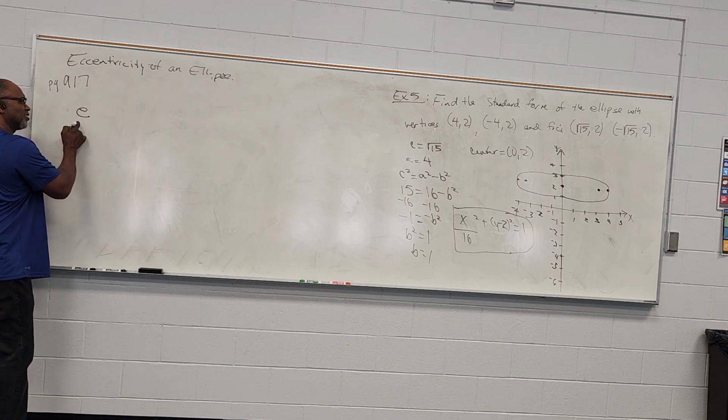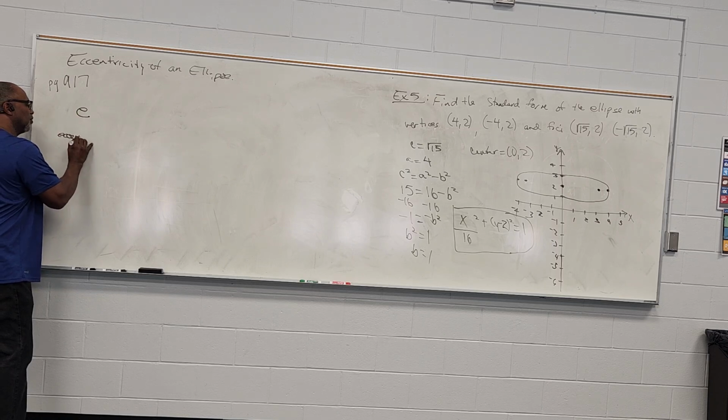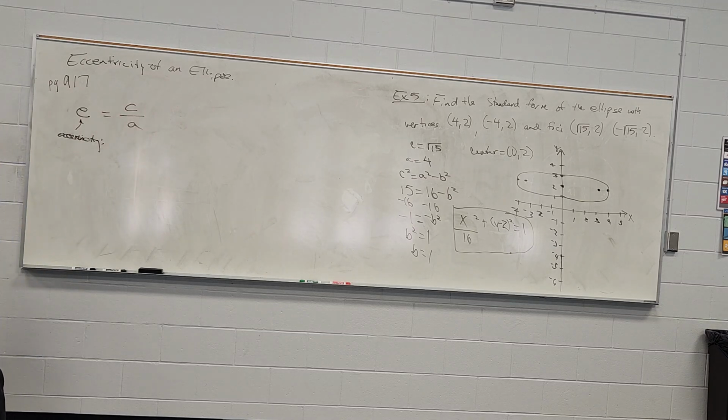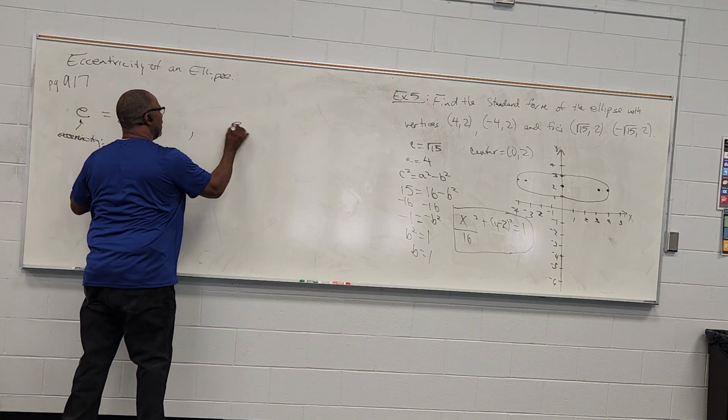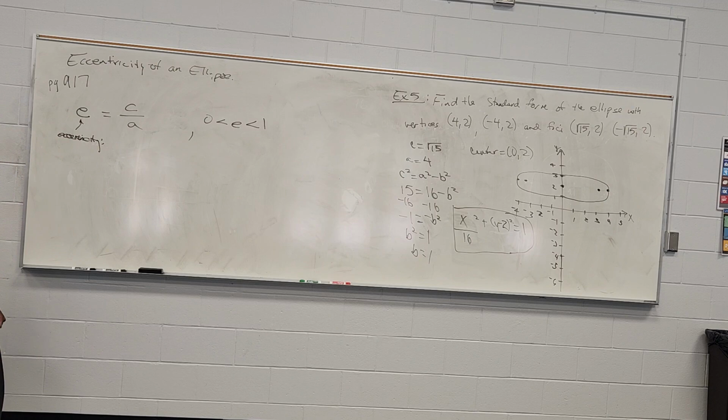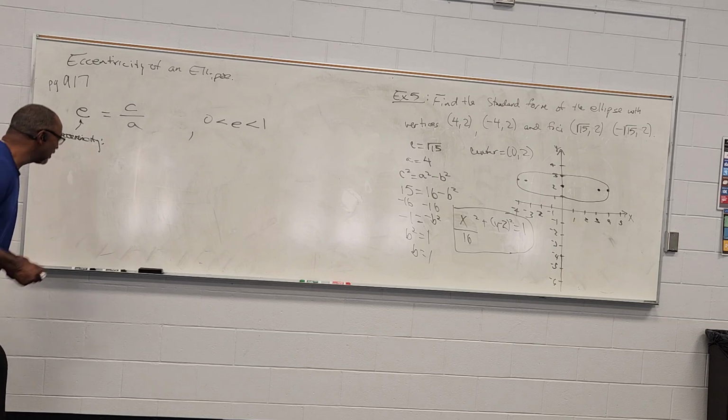So eccentricity is going to be denoted by e. e is going to be c over a. The eccentricity will always be c over a. And e is going to be greater than 0, but less than 1. Okay? The eccentricity will always be a number between 0 and 1. And the closer it is to 1, the more elongated the ellipse is.